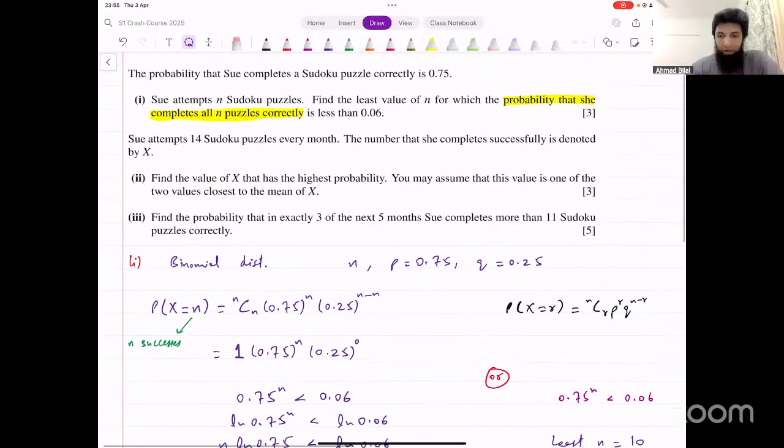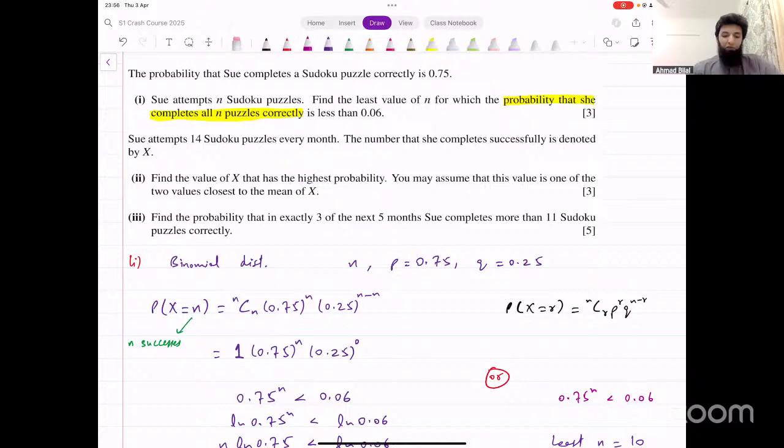Okay, now Sue attempts 14 Sudoku puzzles every month. The number that she completes successfully is denoted by X. So we are given that she is solving 14 puzzles. X is the number of puzzles that she solves correctly. X is the number of successes. Find the value of X that has the highest probability.